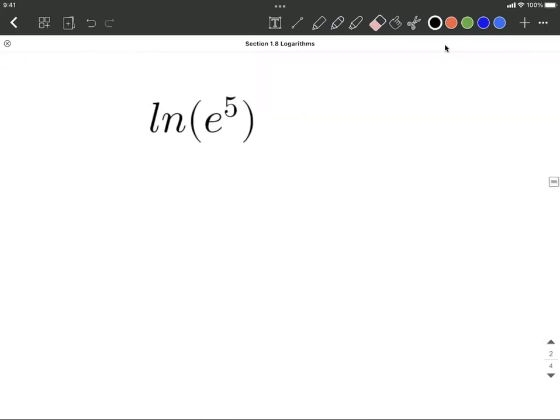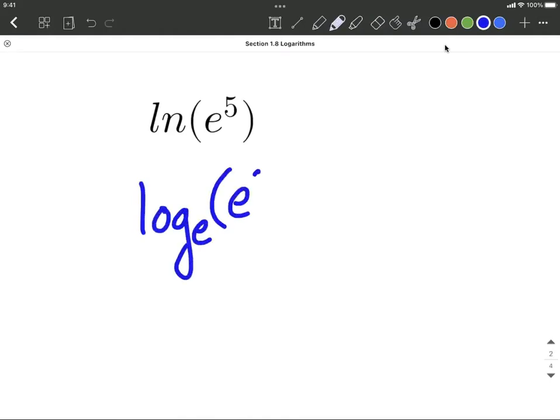Let's give it a shot with this natural log of e to the fifth power. In this case, remember natural log means log base e, by definition, of e to the fifth power. Same base on both pieces, so they're inverses, so you get to cancel them out.